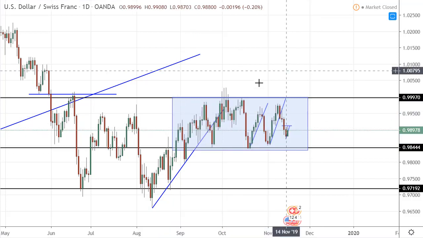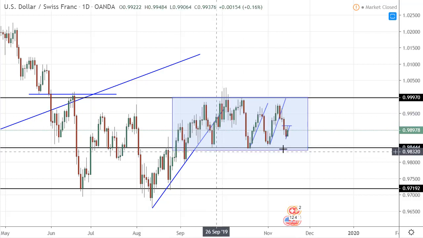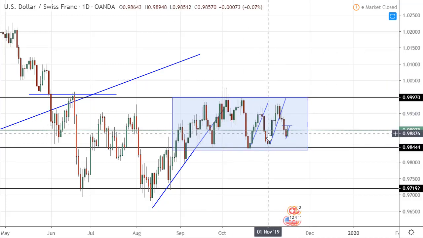This is the range, and it's been a range since August. So this August, September, October, November. Yeah, it's been in this range for a couple of months, and it's pretty clear where to get in and where to get out.